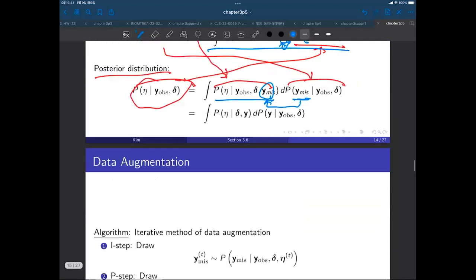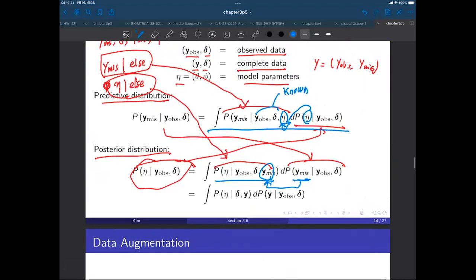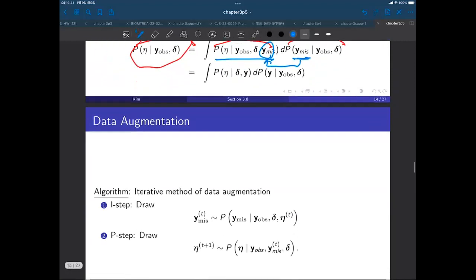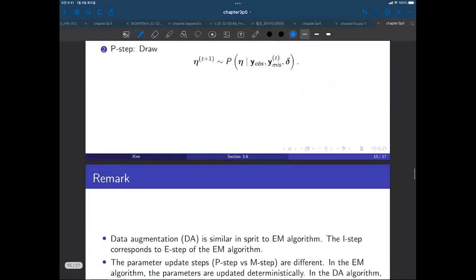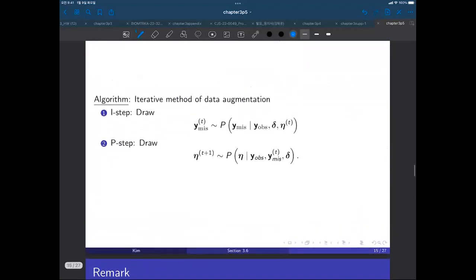So basically, this expression looks very complicated, but at the end of the day, we just do this Gibbs sampling. Through the imputed value, which is the I step, the imputation step, and then plug in to draw eta, right? That is the posterior step. So with this algorithm, this is just Gibbs sampling.